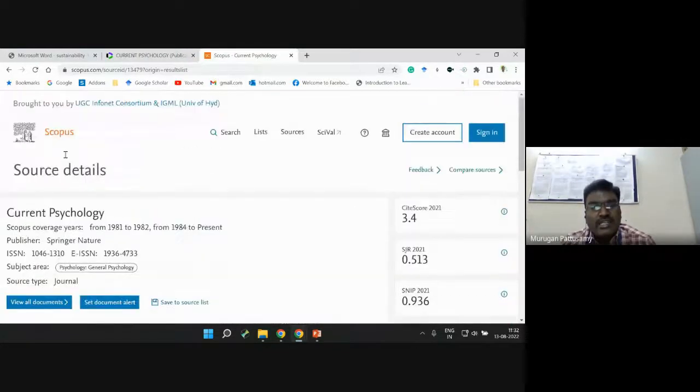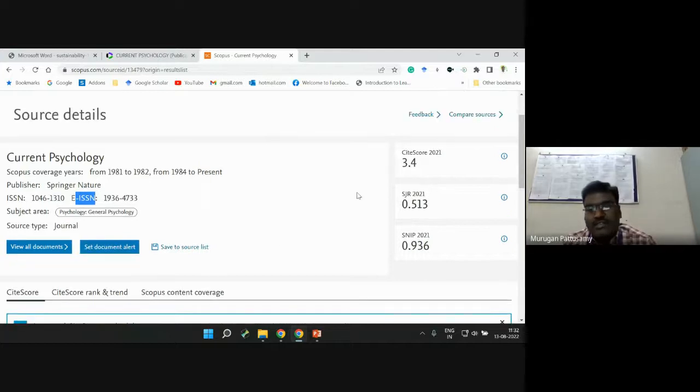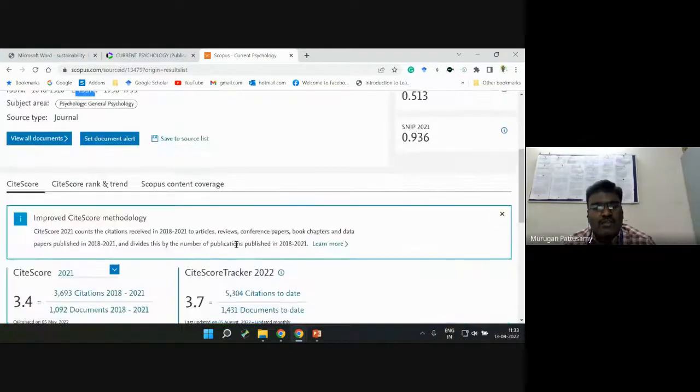Now, when I click this Current Psychology, it says that Scopus coverage is from 1981 to 82, then from 1984 to present. This journal is being covered under the Scopus database, I mean, listed in the Scopus database. This is the ISSN number, e-ISSN. Then you have the CiteScore, SJR score, and then SNIP 2021 score, and so on.